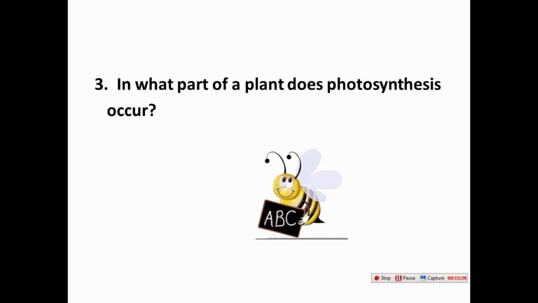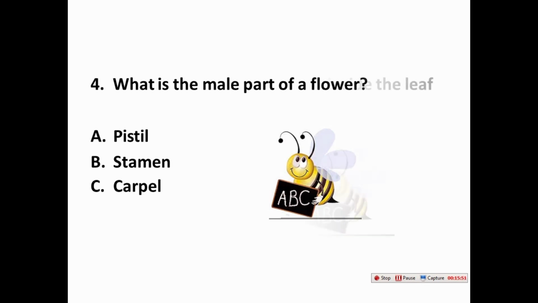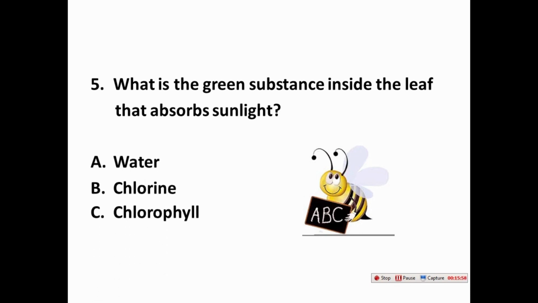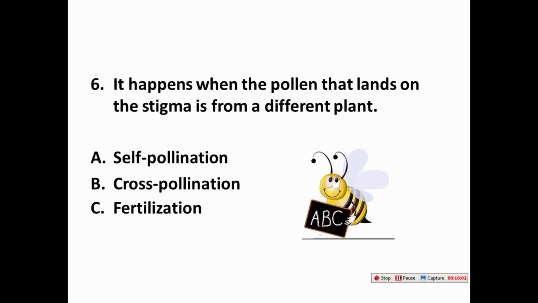Number 3, in what part of a plant does photosynthesis occur? Root, leaf, or stem? Number 4, what is the male part of a flower? Pistil, stamen, or carpel? Number 5, what is the green substance inside the leaf that absorbs sunlight? Is it water, chlorine, or chlorophyll? Number 6, it happens when the pollen that lands on the stigma is from a different plant. Is it self-pollination, cross-pollination, or fertilization?